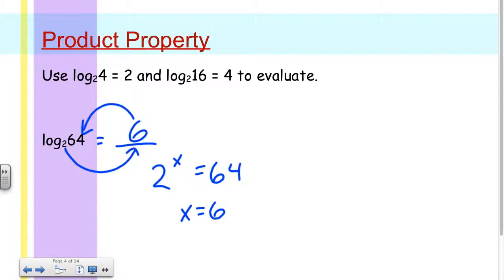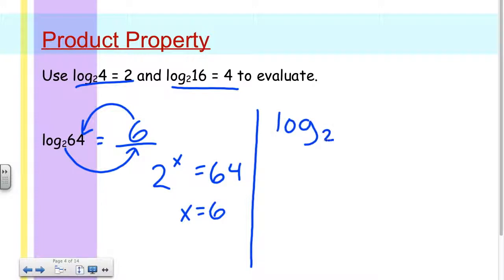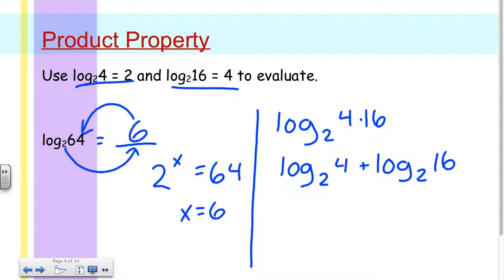So we're going to use that and take a look at if the product property actually matches up with that, given that log base 2 of 4 equals 2 and log base 2 of 16 equals 4. Then, working on the right and actually using the product property, if we split up 64 into its factors of 4 and 16, 4 times 16, the product property would tell us that we should be able to split this up like this, because since 4 times 16 equals 64, we're able to split the two of these expressions up.